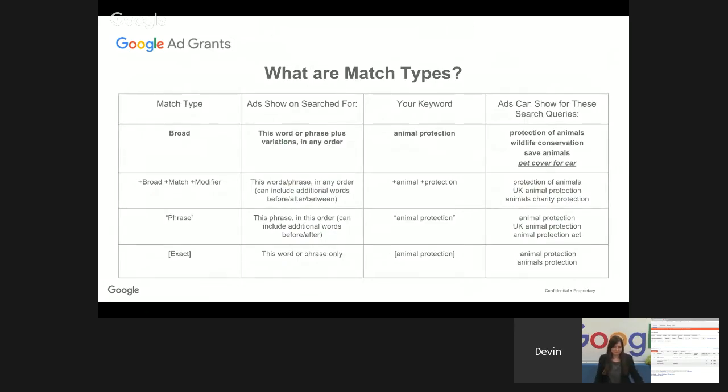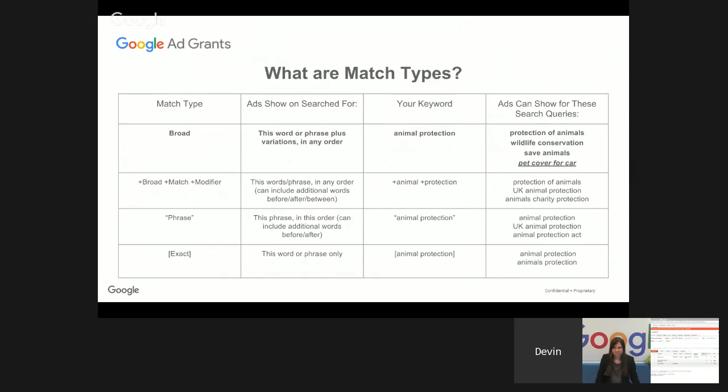Here are the 4 different keyword match types, including examples. They vary from the least restrictive to the most restrictive. On one end of the spectrum, you have the least restrictive, which is broad match. Broad match keywords allow your ads to show up for searches that are variations or synonyms of your keywords.